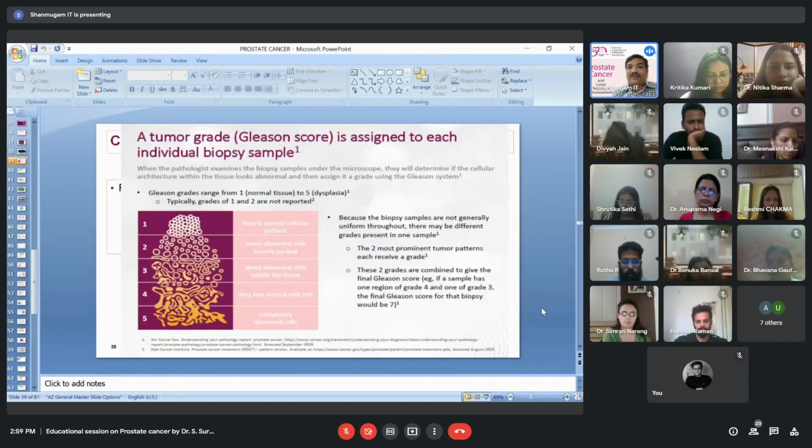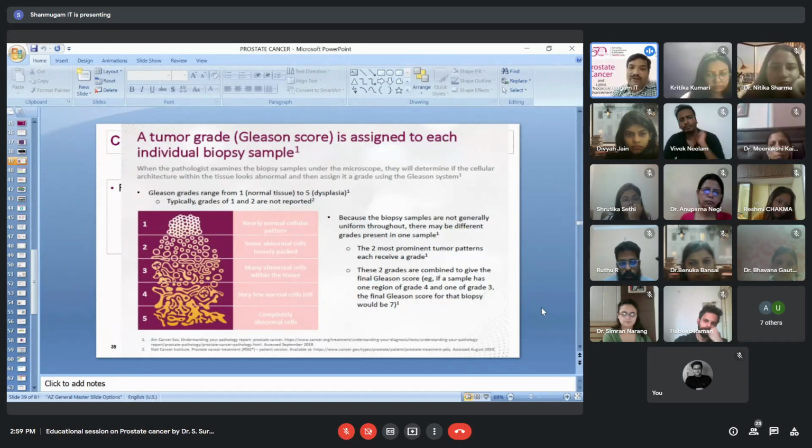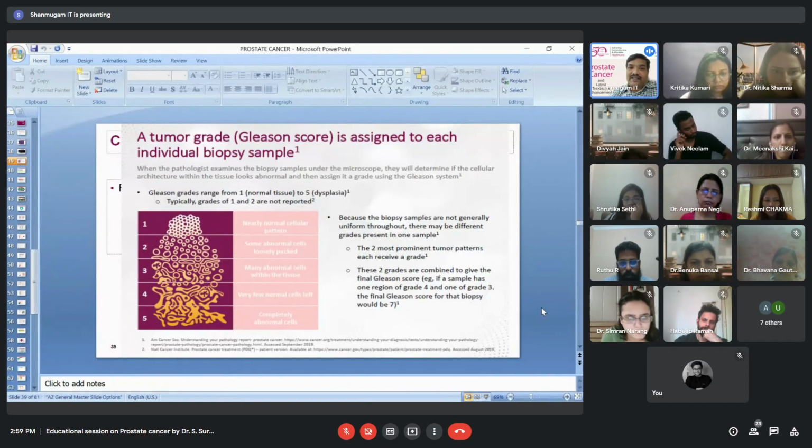And the Gleason score is one thing which we need to know. So after a biopsy from all the cores, we need to have this. There are 5 groupings, where grade 1 is nearly a normal cellular pattern. Grade 2 is some abnormal cells closely packed. Grade 3 is many abnormal cells within the tissue. Grade 4 is very few normal cells. And grade 5 is completely abnormal cells. So this is how it is.